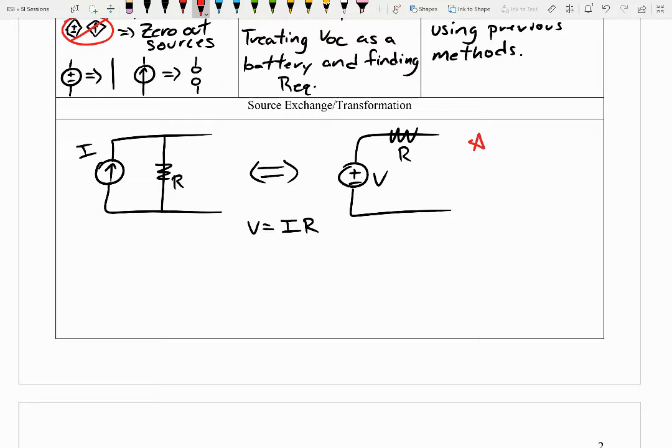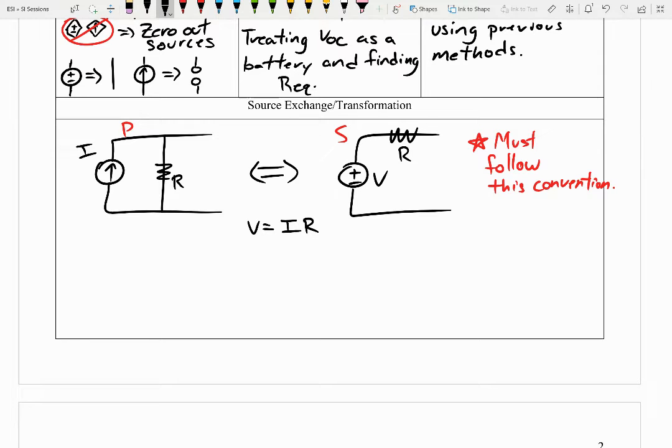Very important. You must follow this convention. And going off the page a little bit, but that's fine. Okay. So what this means is that this must be in parallel. This must be in series. That's the only way we can get this to work.